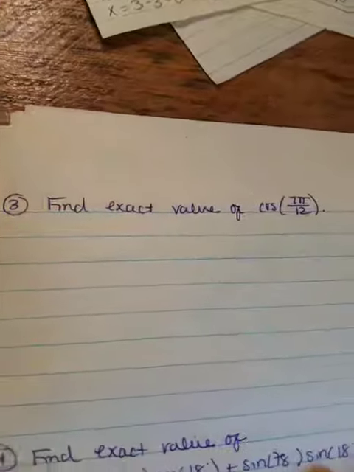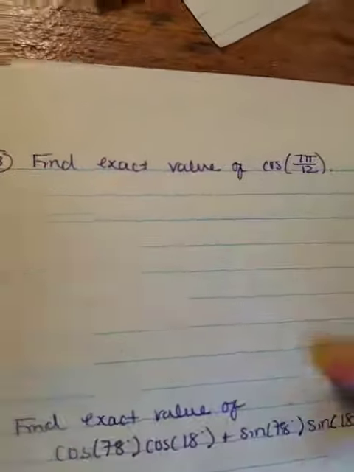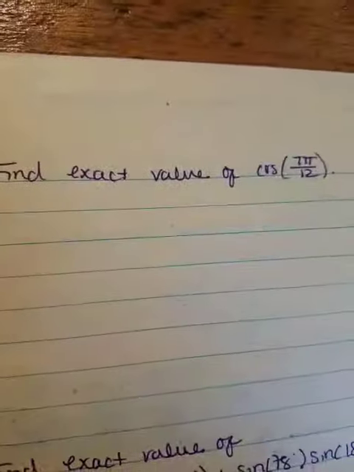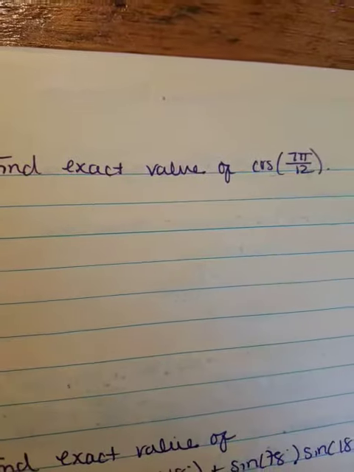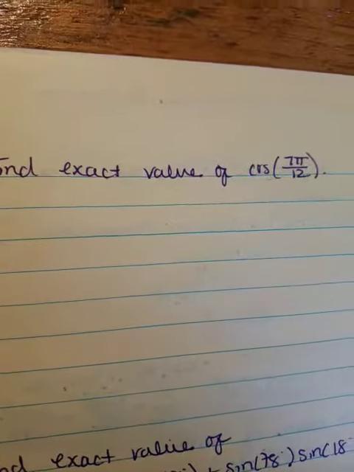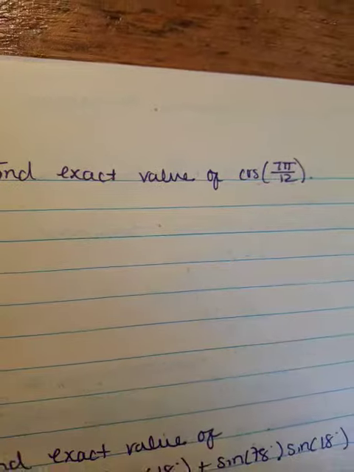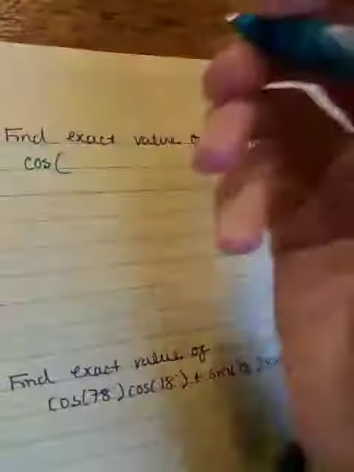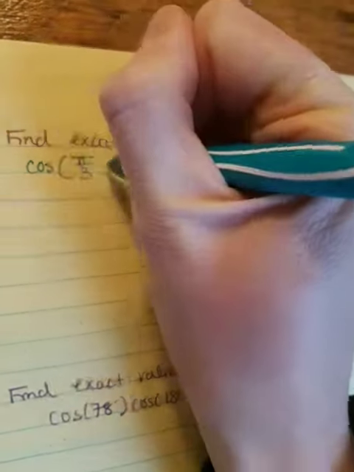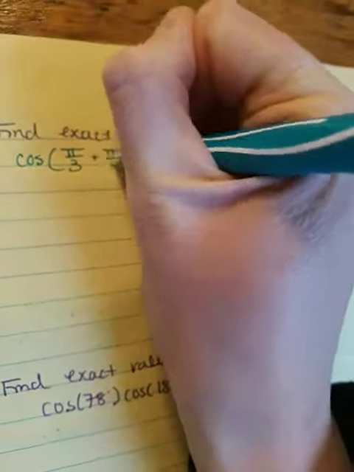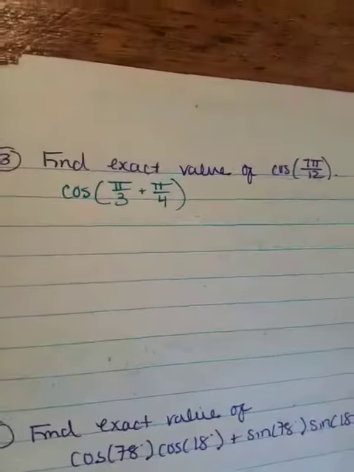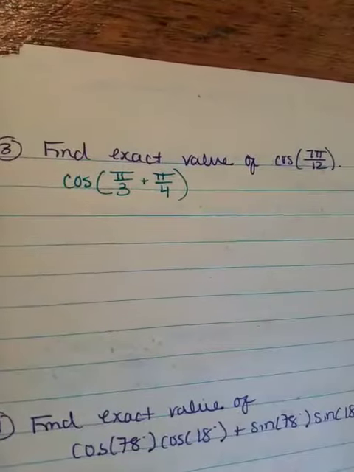Okay, number 3, now it's in radians, cosine of 7 pi over 12. Again, you want to think of two angles, radian angles that you know the cosine of. And this one might be a little bit more difficult. And again, there's always more than one way to do it. But you could think of it as the cosine of pi over 3 plus pi over 4. Pi over 3 plus pi over 4 is 7 pi over 12.